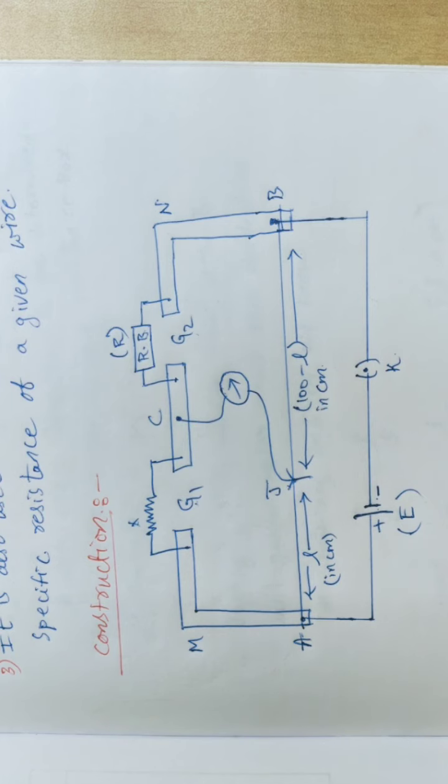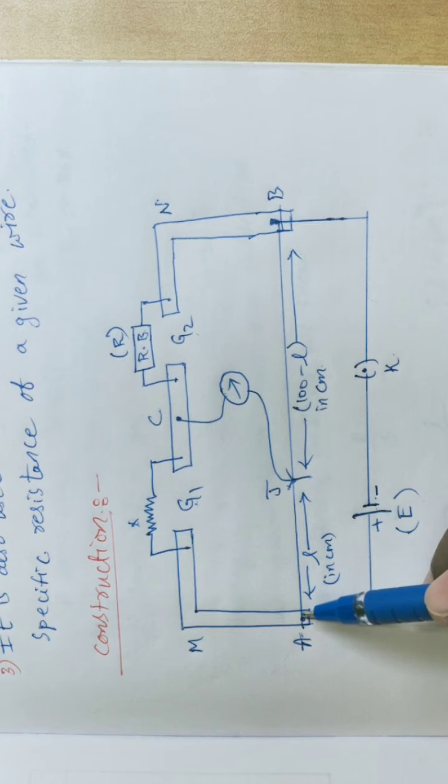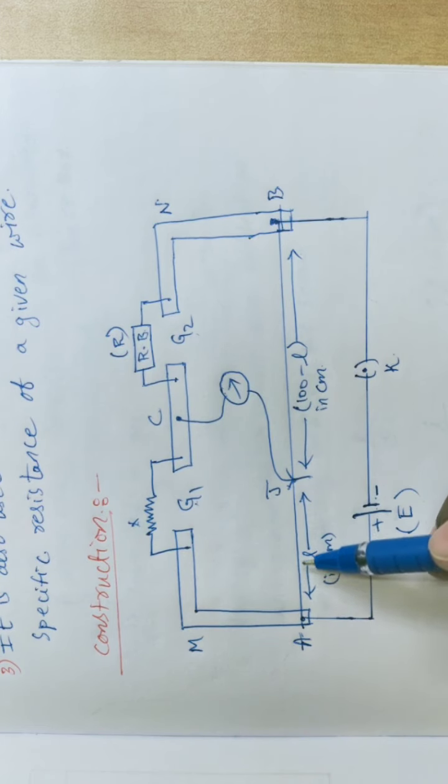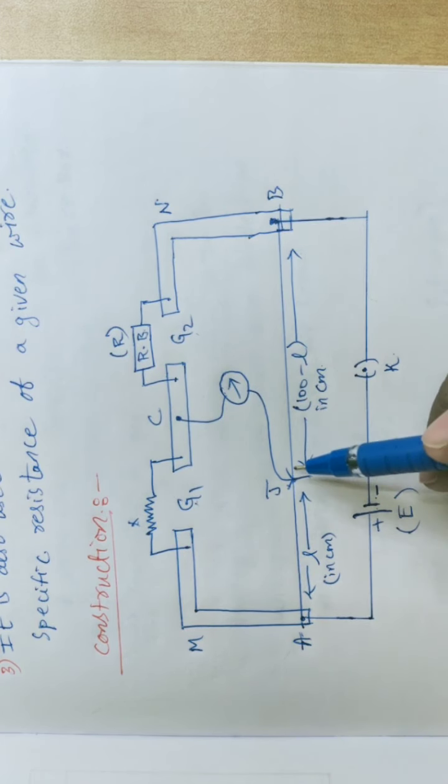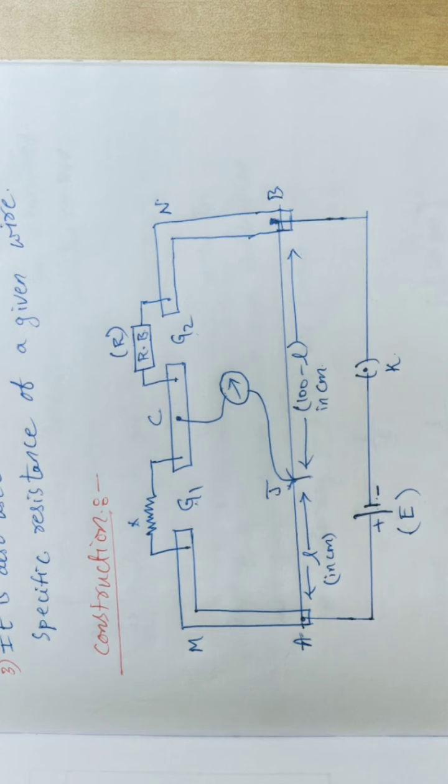For example, here the jockey is present. While the jockey is moving from A to B, at one point the galvanometer shows zero deflection. Then we can understand that the galvanometer current becomes zero, or the bridge is in balanced condition.